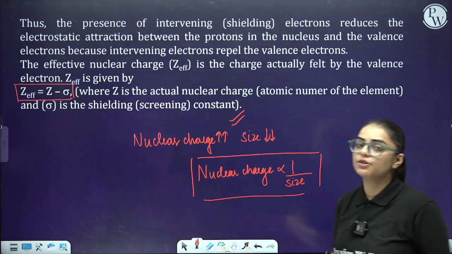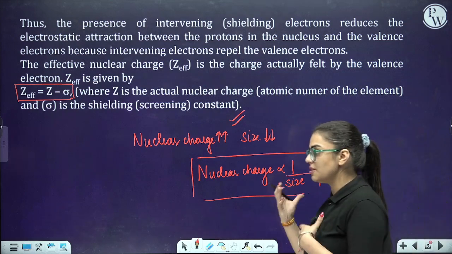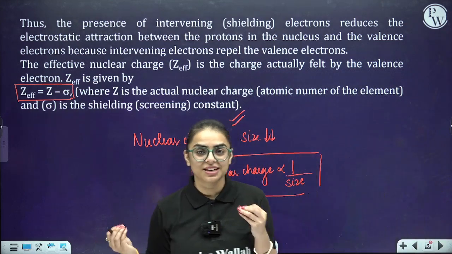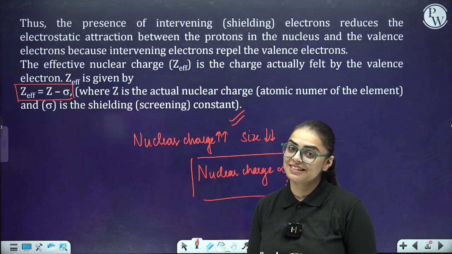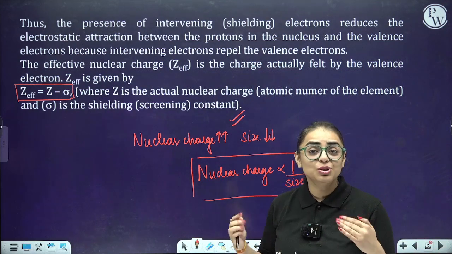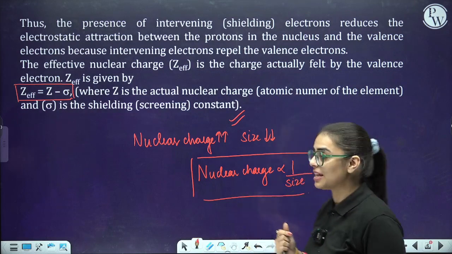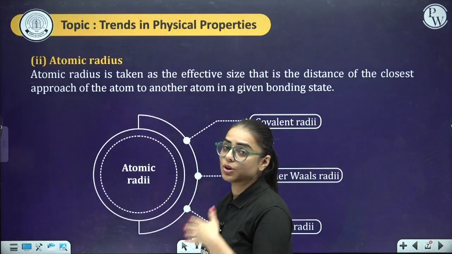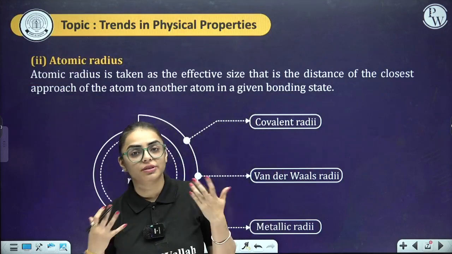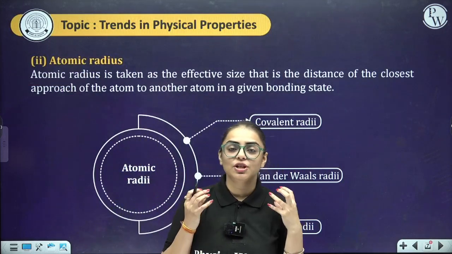So this was an introduction to effective nuclear charge, because this is a factor which is going to affect the atomic radii. Nuclear charge increases, atomic radius decreases, because the outermost shell electron comes closer. That's why it happens. Now students, let us start in brief about atomic radii: what are the types of atomic radii and what are the trends. Atomic radii definition, I've already told you.